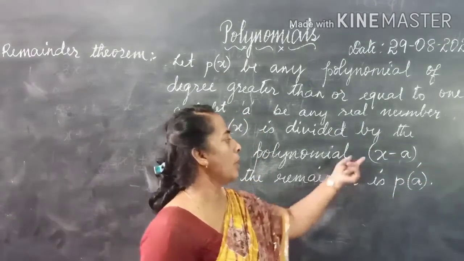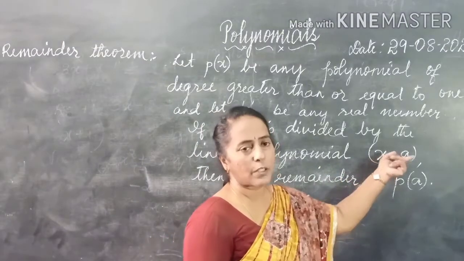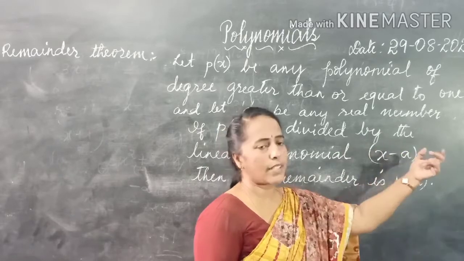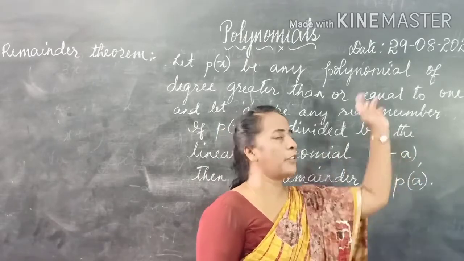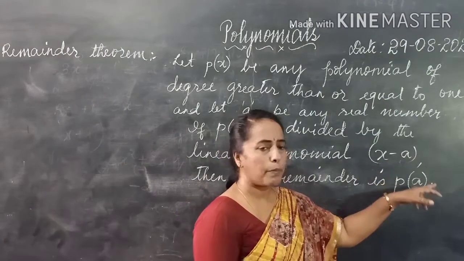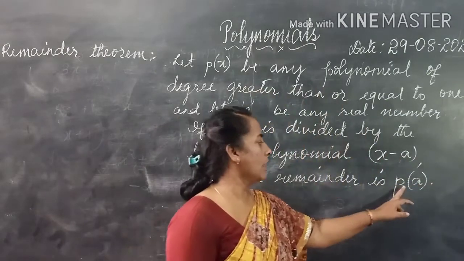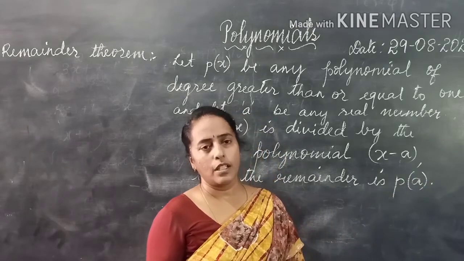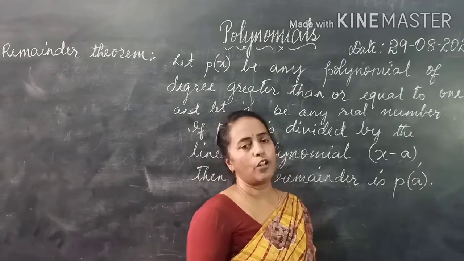That means what do you do? Your divisor is x minus a. You have to get the value for x. That means x minus a equals 0, so x will be equal to plus a. You have to replace x by plus a in the given polynomial. The value of p of a you will get is called the remainder. So the remainder will be equal to p of a.